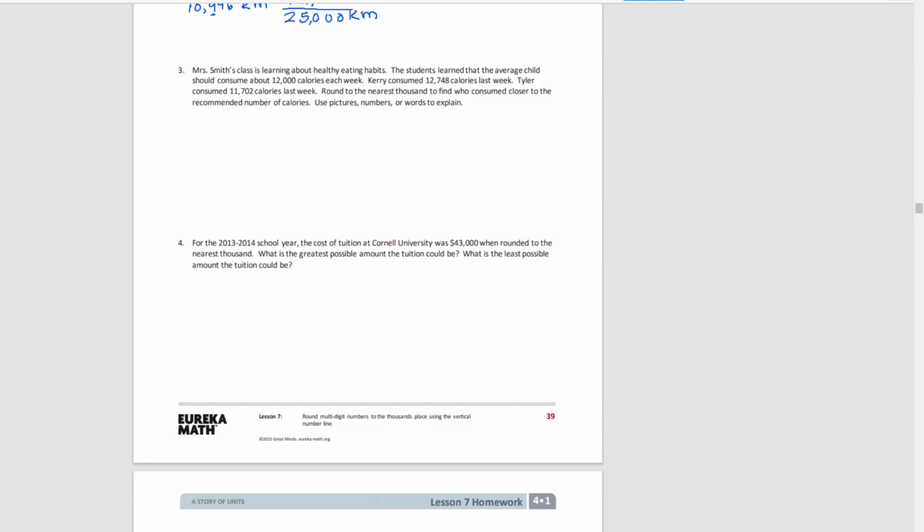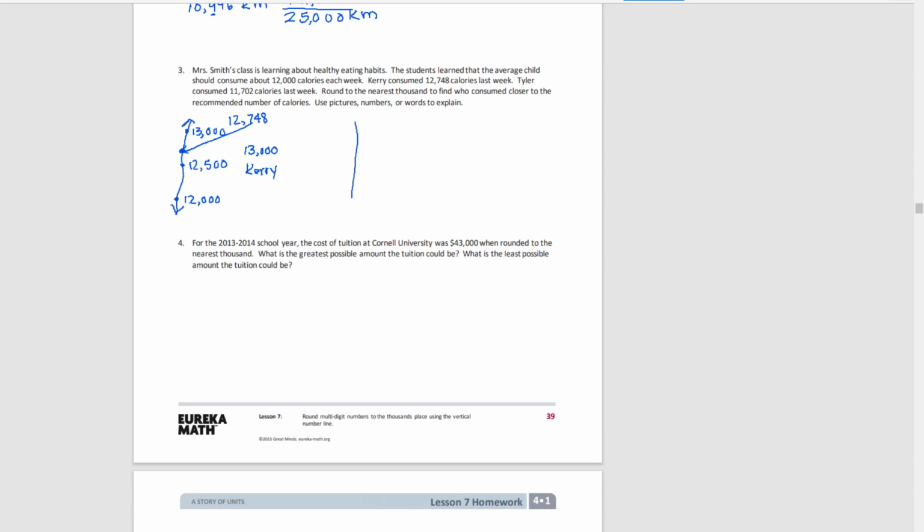So let's round each of these numbers using a vertical number line. So the first number is 12,748. So at the low end of our number line, it would be 12,000. At the upper end, it would be 13,000. The midpoint would be 12,500. And this is 12,700, so this point would be about here. So if I round this number, I would round to 13,000 calories. That's for Carrie, if we round up.